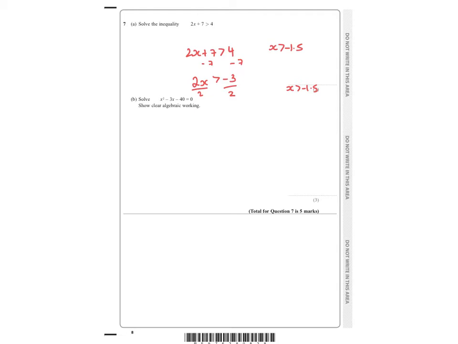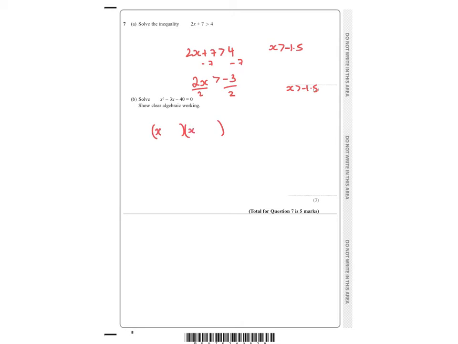The next question says, solve x squared minus 3x minus 40 equals 0. Show clear algebraic working. So we can do this a few different ways. You can do this using your calculator, but you would then have to show the quadratic formula. We can do this by factorising if this is possible, or we could complete the square. So I'm going to factorise first.